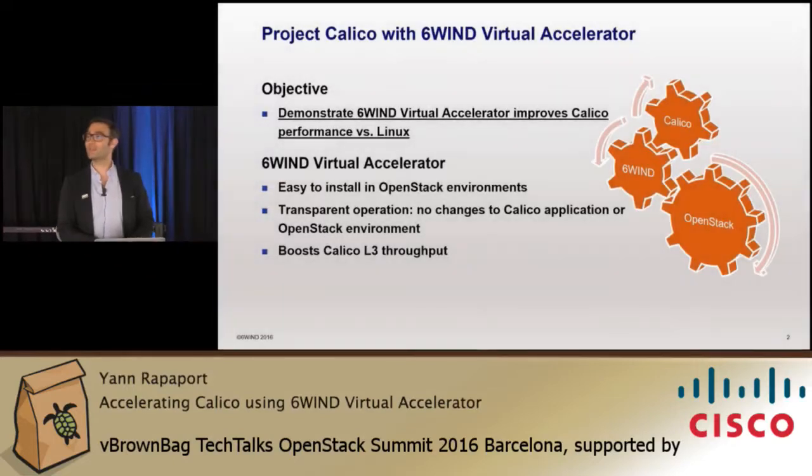I'm SixWind's product manager. SixWind is a high-performance packet processing software company. And here today, I'm going to demonstrate our SixWind Virtual Accelerator product, how it accelerates an OpenStack environment configured to use Calico. For those of you who don't know Calico, Calico provides L3 virtual networking for high-scale data centers.